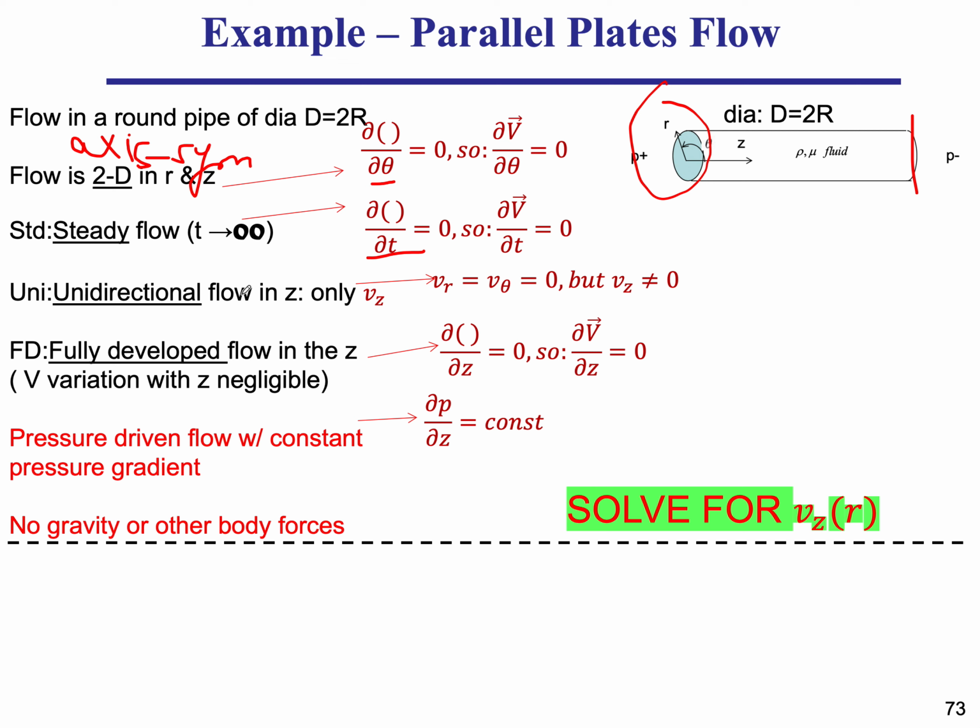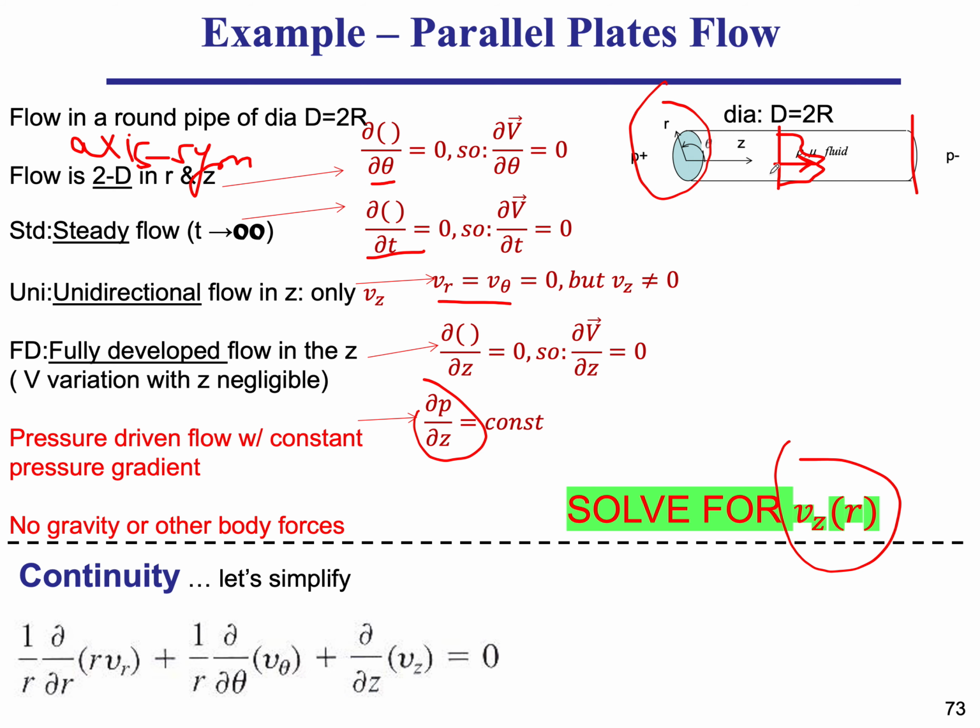Flow is unidirectional, and by unidirectional we mean the only velocity that has a non-zero value is in the Z direction. So the velocity in the radial direction and the theta direction are 0, and we're supplying a constant pressure gradient. So we want to know what is the velocity distribution Vz as a function of R. So this is R and this is Vz. What is the shape of this profile? Let's work on that. So we want to do this using the Navier-Stokes equation.